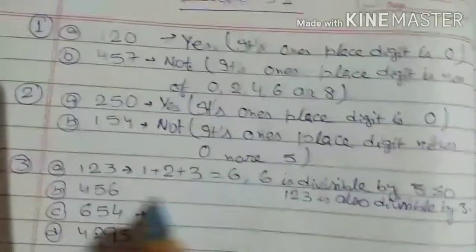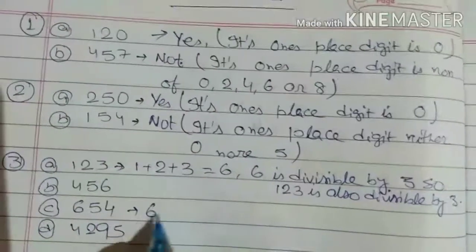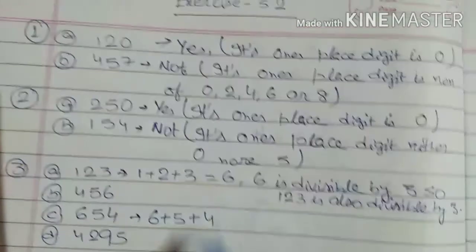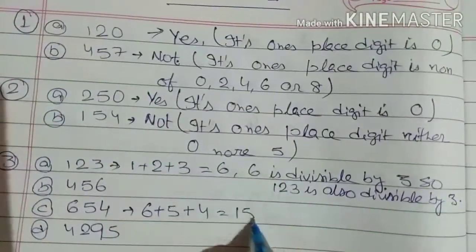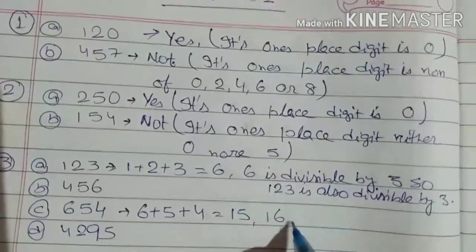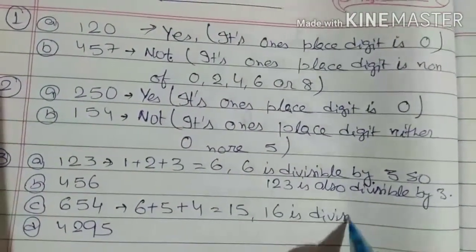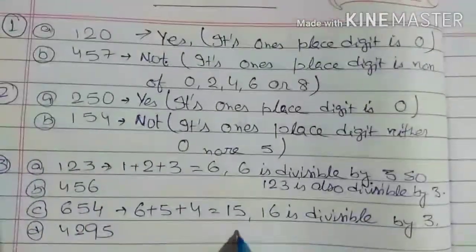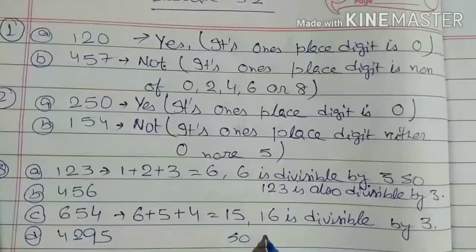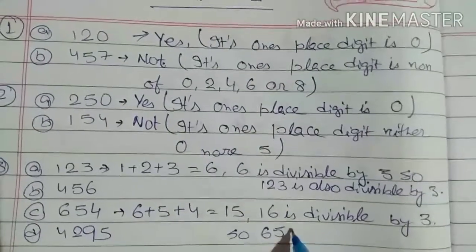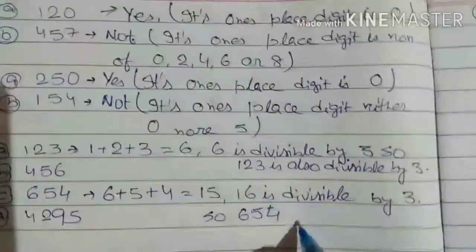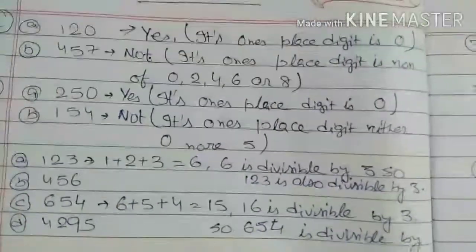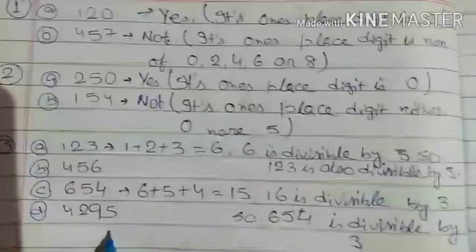Okay, similarly you can solve these questions. I have left this one because there is no space, so I have taken 6 plus 5 plus 4, which is 15. 15 is divisible by 3. So 654 is divisible by 3. Similarly, you can solve this one.